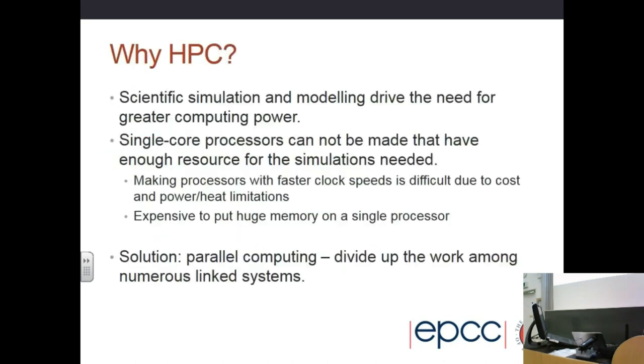So, some drivers. Scientific simulations drive the need for greater computing. Single-core processors aren't being made any faster. Making processors with faster clock speeds is difficult due to cost and power limitations. Also, memory: it's difficult to put vast amounts of memory on a single processor. It's easier to put lots of computers together if you want large amounts of memory. So in parallel computing, we divide up the work amongst numerous linked systems.